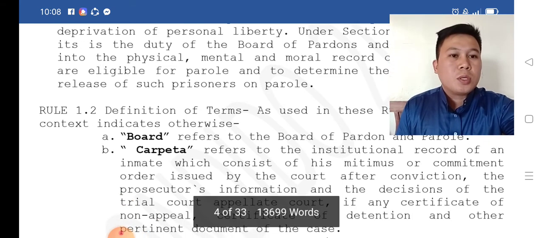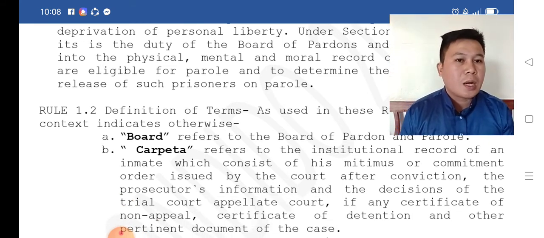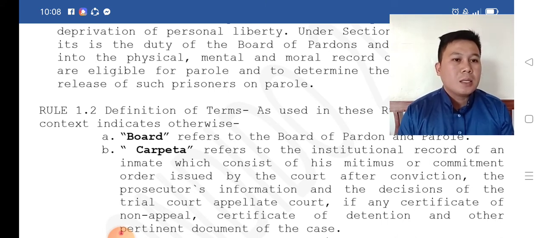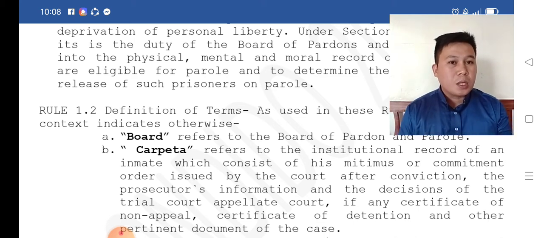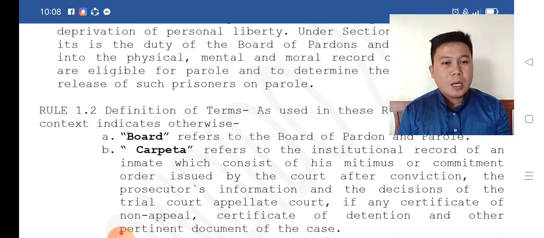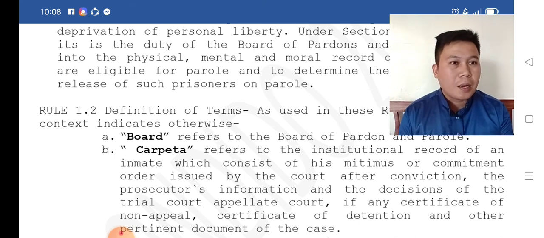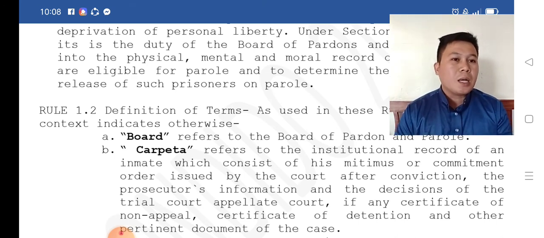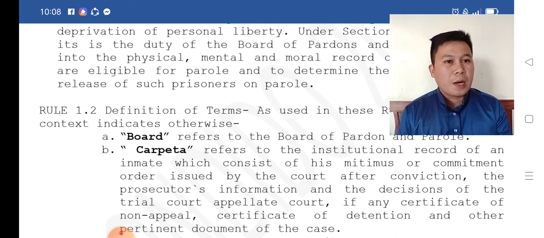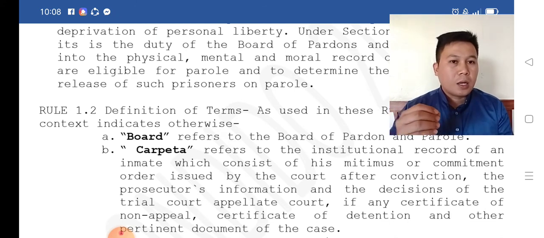The prosecutor's information and the decisions of the trial court, appellate court, any certificate of non-appeal, certificate of detention, and other pertinent documents of the case. So, ito yung mga included doon sa sinasabi nating carpeta. Now, take note. Kapag tinanong halimbawa, which of the following is a composition of the institutional record carpeta?